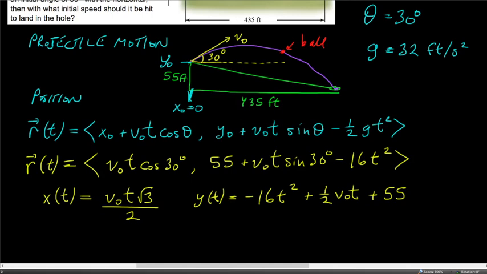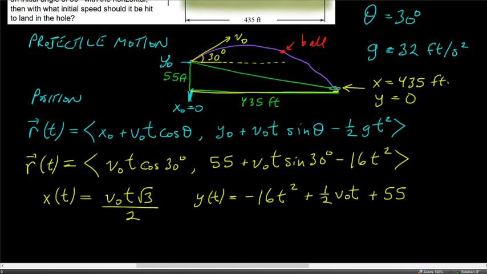So think about where we want the ball to end up. We want the ball to end up in the hole where x is 0. Oh, I'm sorry. x is 435. That's the horizontal distance, 435 feet. And y is 0, right? Because it's at ground level here. Again, we're starting on top of the hill that's 55 feet above the ground. So that's our initial height, 55 feet. And then the hole is at 0 height, at the bottom of the hill.